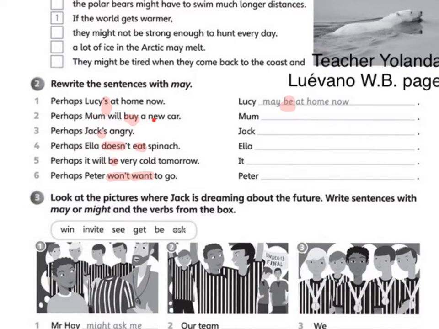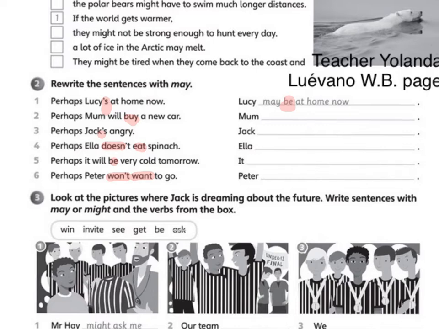We start with the subjects. Perhaps Mom will buy a new car. Perhaps Jack's angry. Now, perhaps Ellie doesn't eat spinach. Perhaps it'll be very cold tomorrow. Number 6, perhaps Peter won't want to go. So, please let's do this and we'll check it in a few moments.